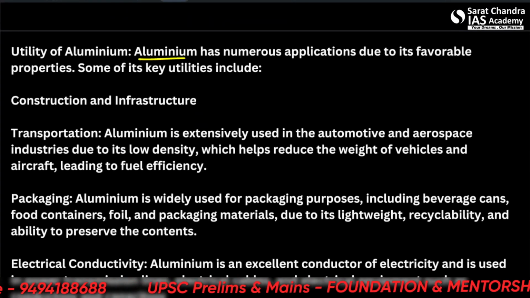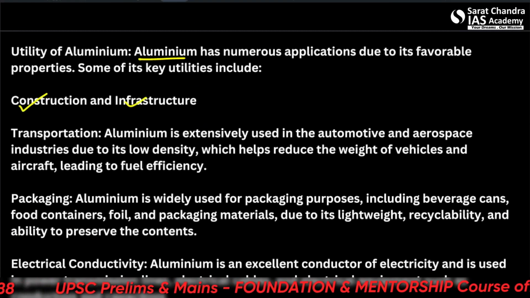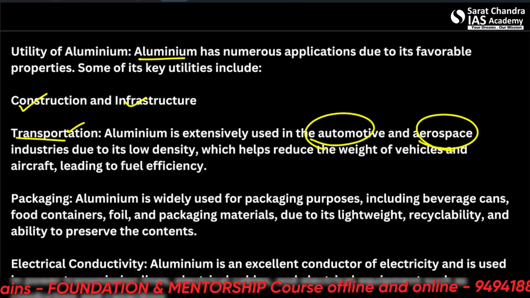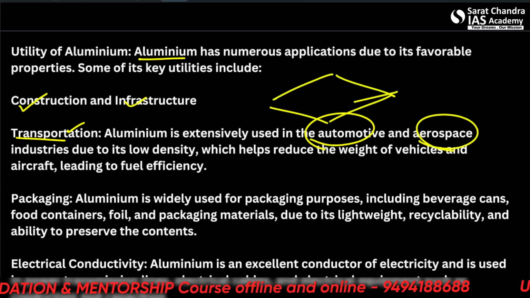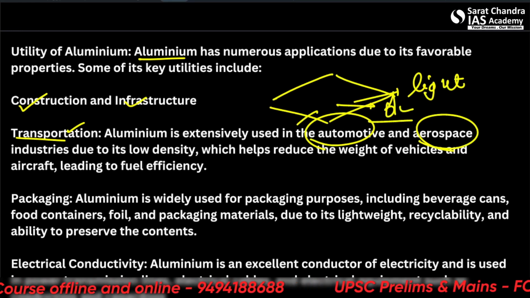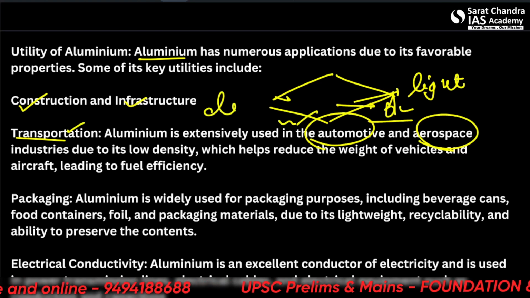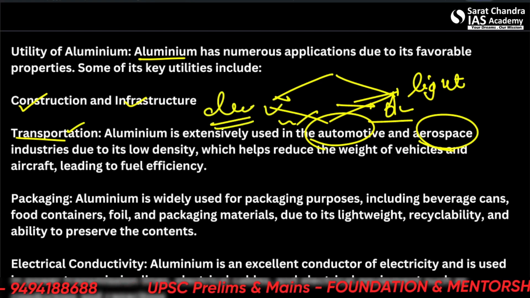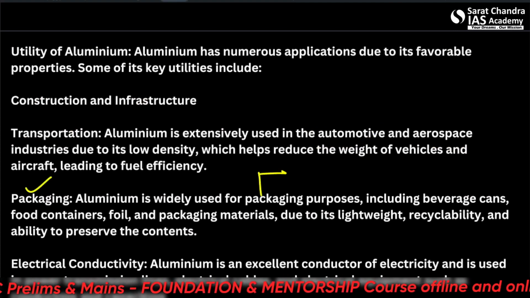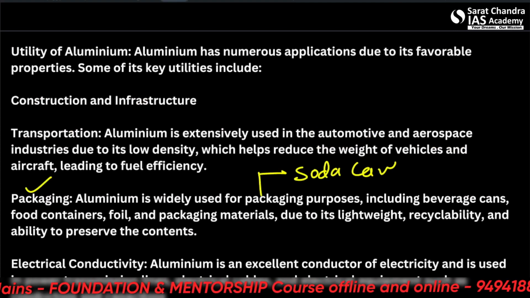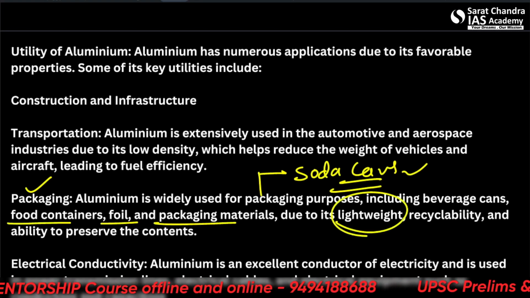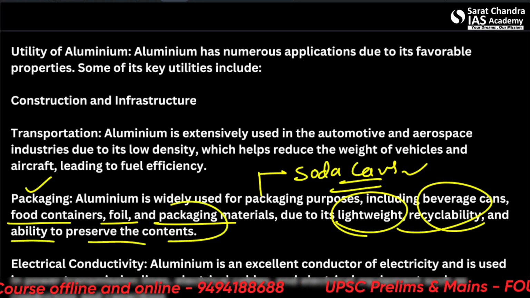In construction, infrastructure, and transportation mostly. It's used in automotives and aerospace, basically in constructing something, because it's lightweight and durable. Lightweight, durable, non-reactive, and ductile. It can be shaped like anything you want it to be. Other uses are packaging. You might have seen soda cans or cold drink cans. That includes packaging: food containers, foil, packaging material, due to its lightweight, recyclability, and ability to preserve the contents.